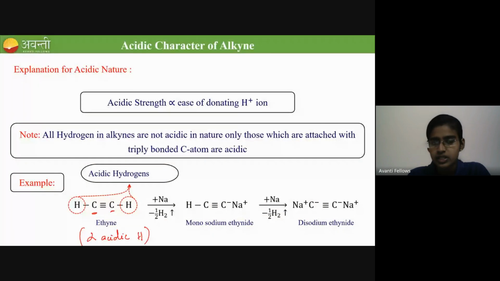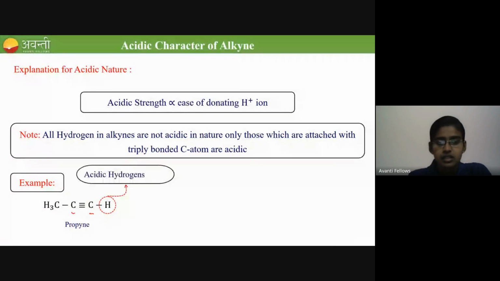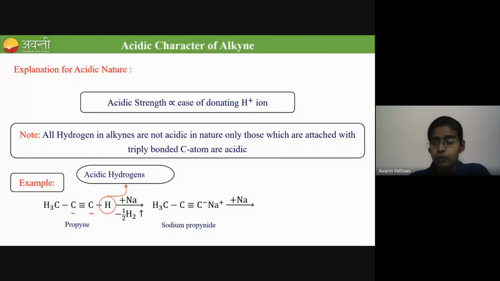Now I will take one more example for you, that is propyne. In propyne also we have a triple bonded carbon atom, in which only one hydrogen is bonded to the triple bonded carbon atom. So we have only one acidic hydrogen. This compound on treatment with sodium forms sodium propynide. Now, this sodium propynide on further treatment with sodium will not result in any product.